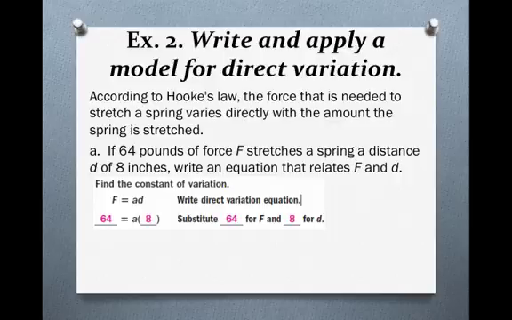So 64 equals a times 8, because we've got 64 pounds of force, so that's our F value, and we have a distance of 8 inches, which is our d value. We divide both sides by 8. 64 divided by 8 is 8. So that's going to be our constant of variation. So an equation that relates F and d is F equals 8 times d.